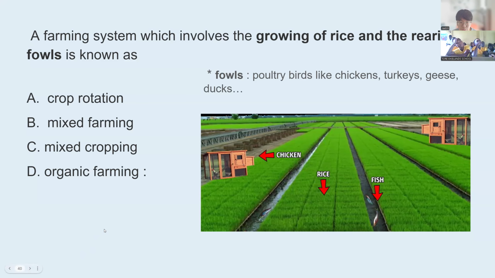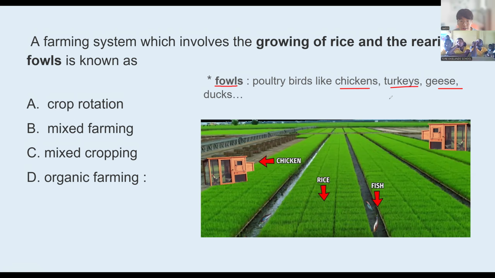A farming system which involves the growing of rice and the rearing of fowls is known as what? Fowls means poultry birds like chickens, turkeys, geese, and ducks. All of those are fowls. C. Did you say C for this one?